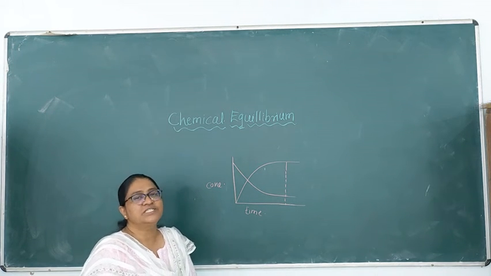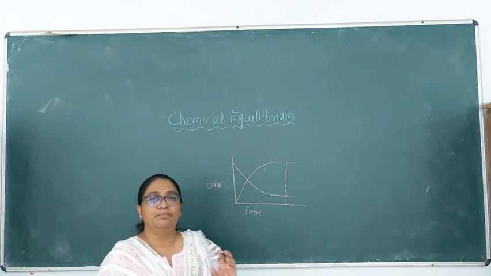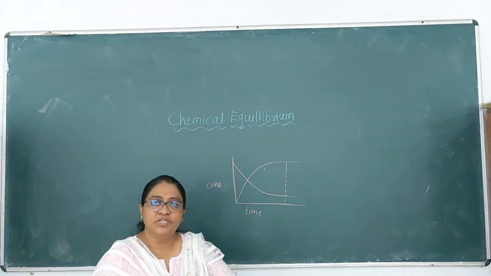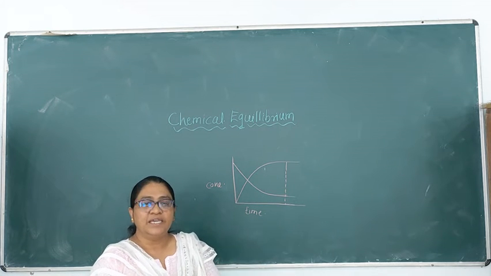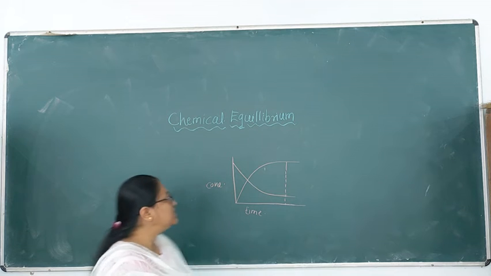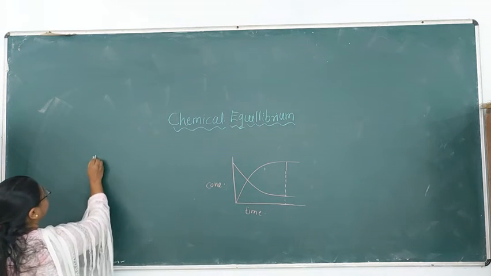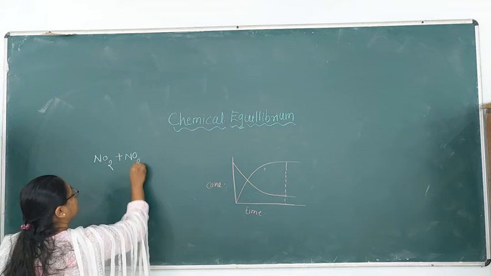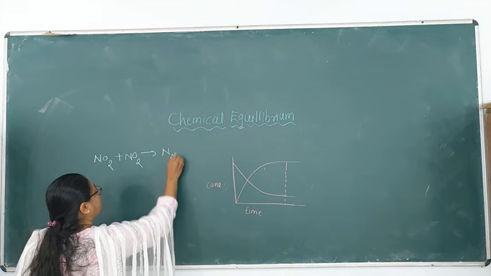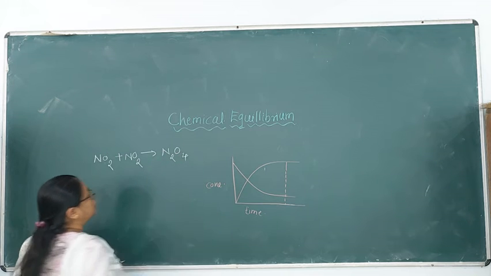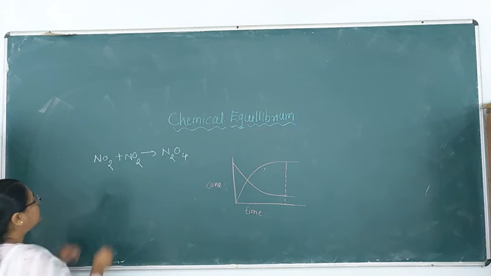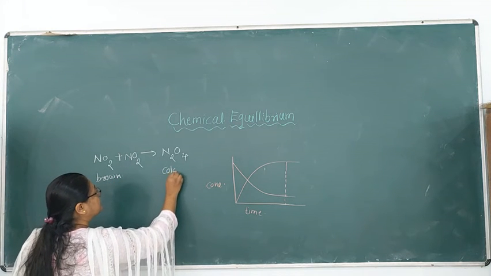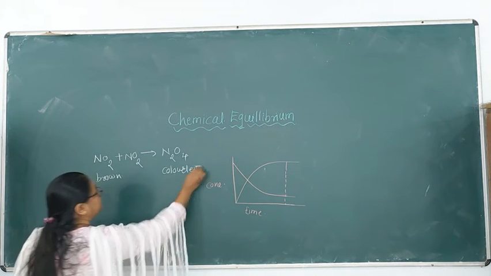But there are many reactions which do not go to completion, where they stop at some situation or at a certain time during the reaction. For such reactions, let's take one example: the dimerization of nitrogen dioxide. In this reaction, nitrogen dioxide is brown in color, while the product formed is colorless.